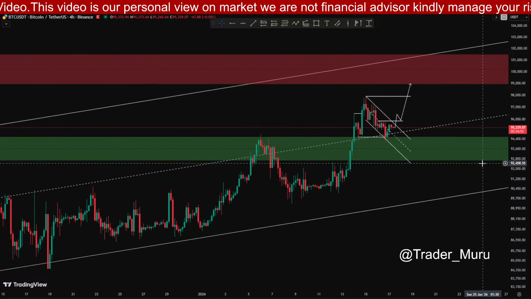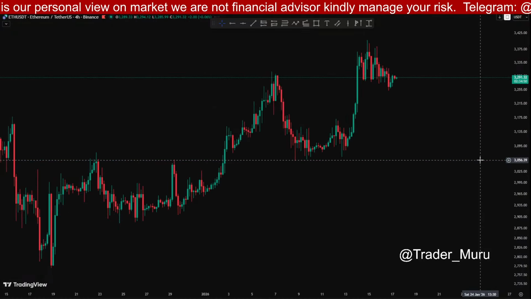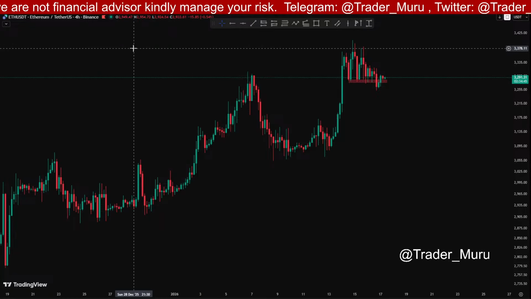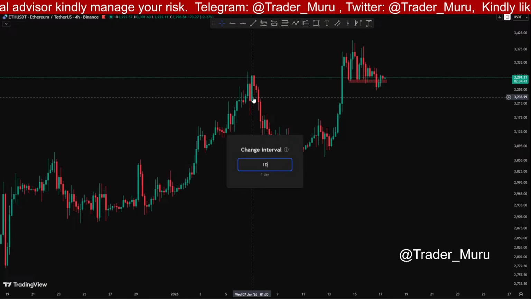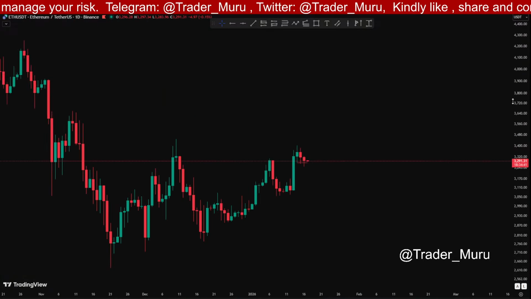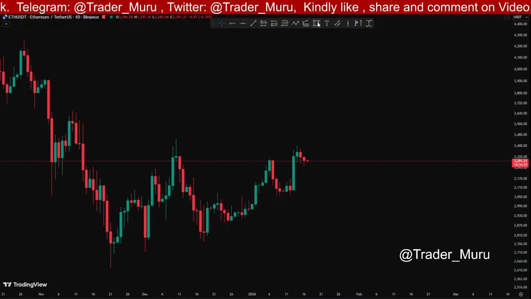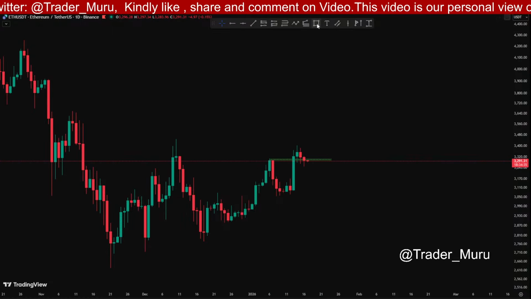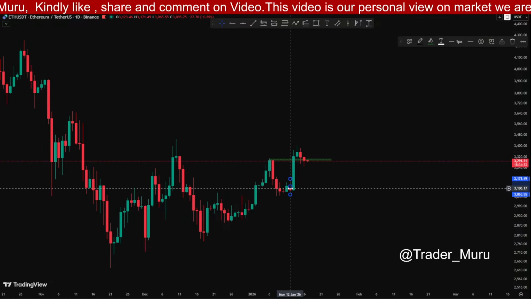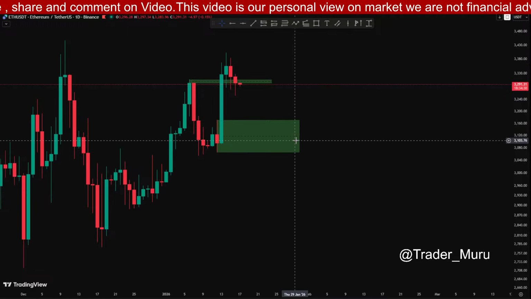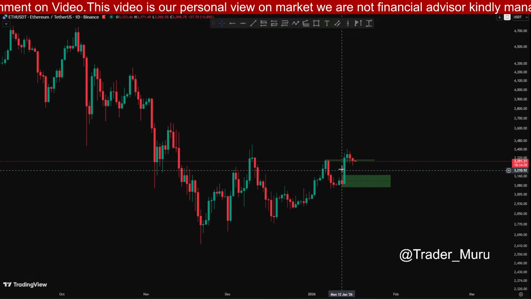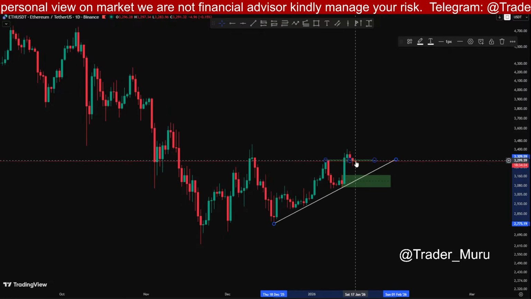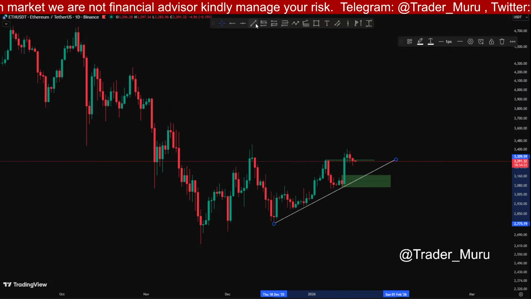So now let's see another asset. Ethereum is still bullish. In the daily time frame, we have this zone for buy, and then this one. And we were expecting Ethereum to break below this trend line to be bearish again.